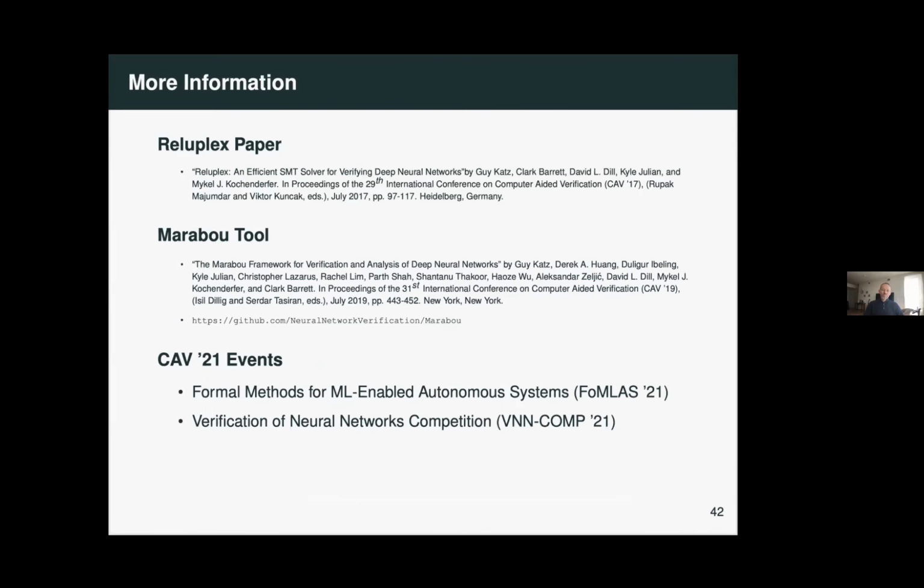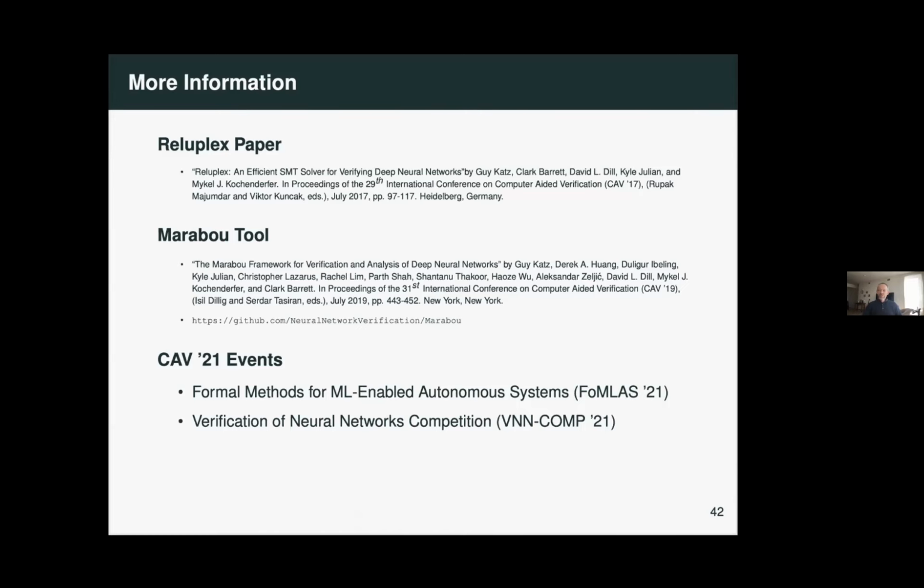And there's lots more you can read about this work and also lots of follow-on work. This was a paper in CAV 2017. We have a neural network verification tool called Marabou that you can find. We wrote about it in this paper, and you can also find it on GitHub. There's beginning to be a fairly active community in this area. For example, there's a workshop associated with CAV called Formal Methods for ML-Enabled Autonomous Systems, or FoMLAS. And there's also been a yearly verification of neural networks competition.